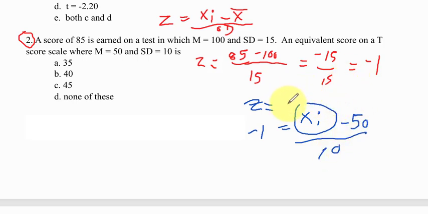Now, we got an equal sign between 2 values. This is what I used to teach in my college algebra class. We're simply going to cross multiply. So cross multiply 1 on the bottom times x sub i minus 50. I'm just going to call that x from now on. x minus 50 has to equal negative 1 times 10, which is negative 10. Do some algebra. We're going to add 50 to both sides.